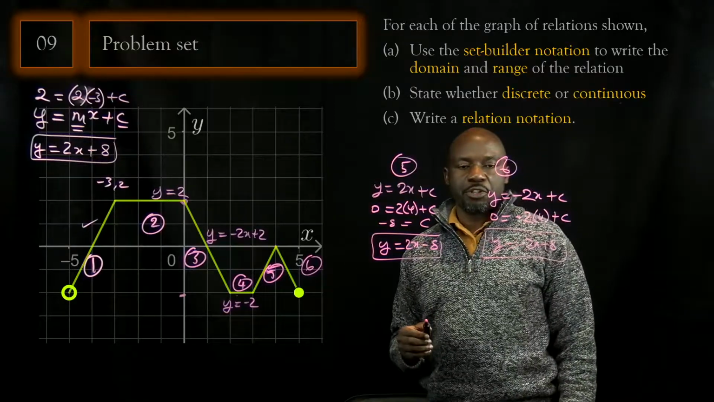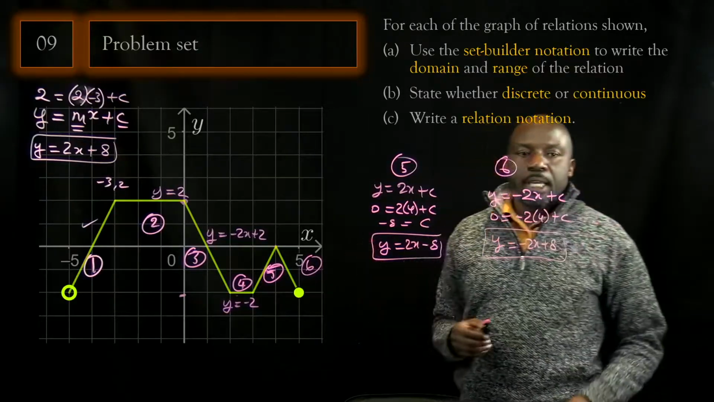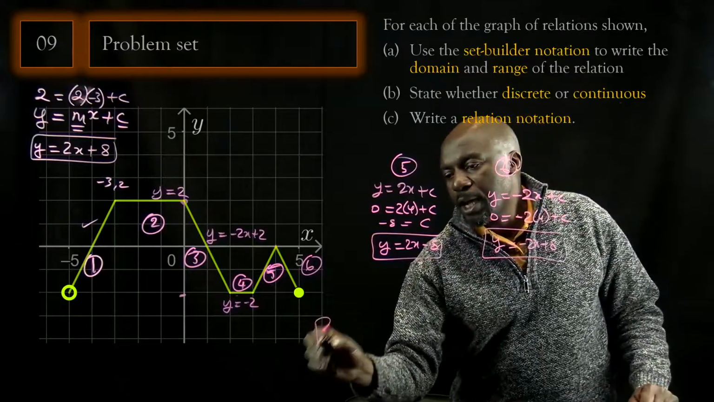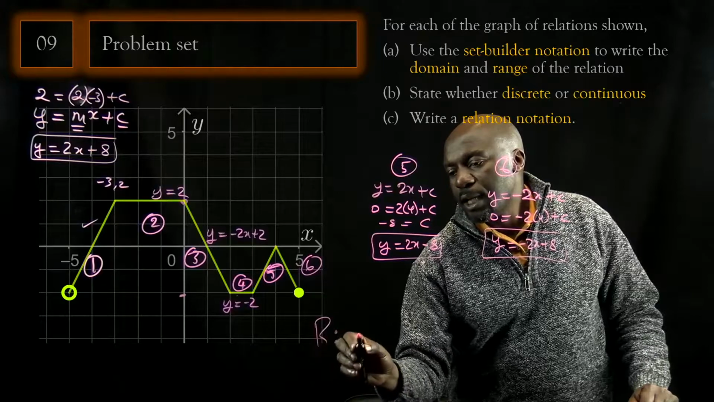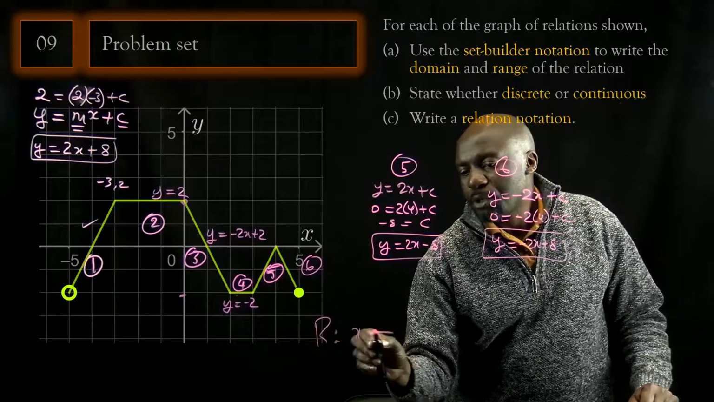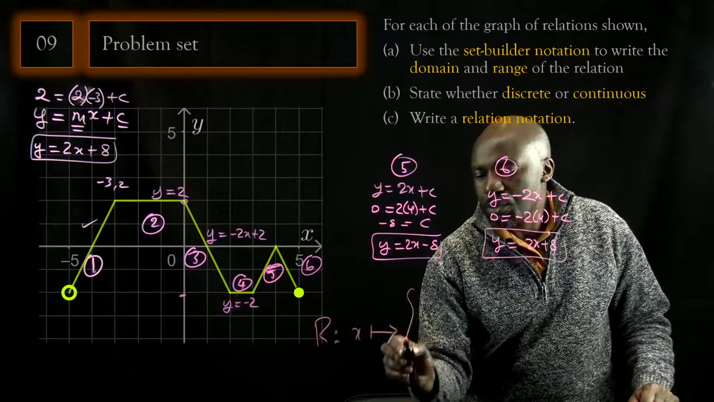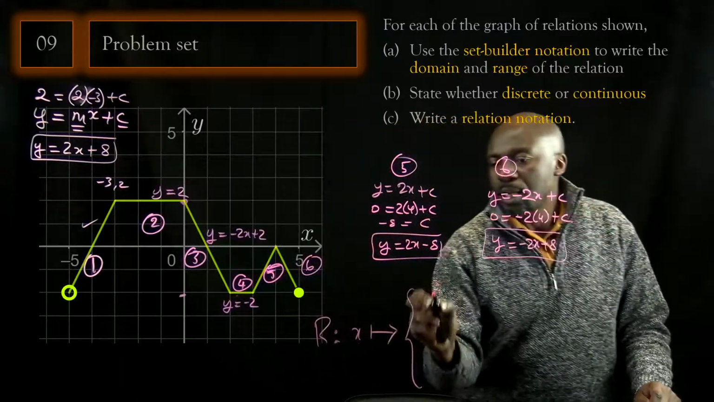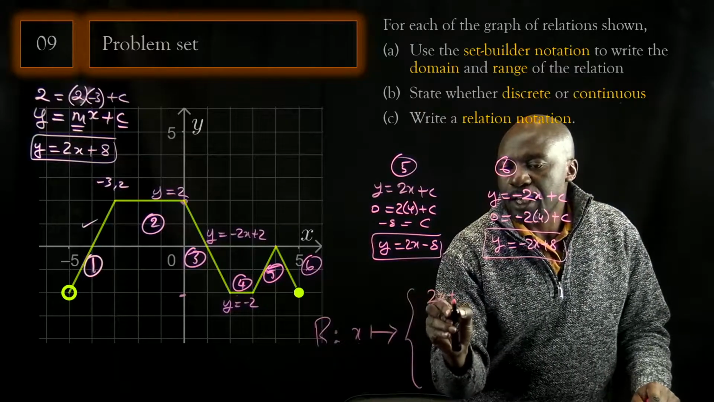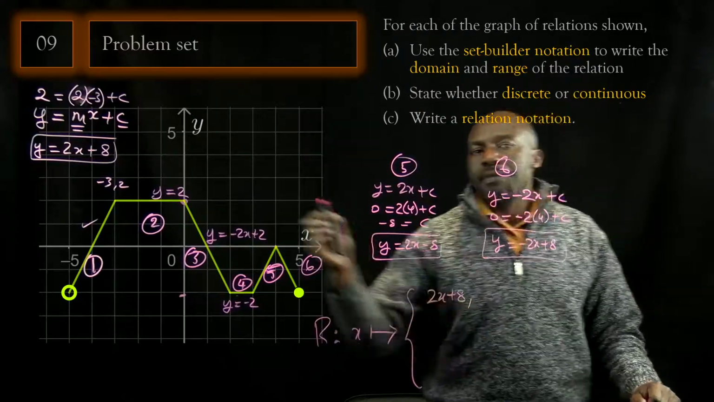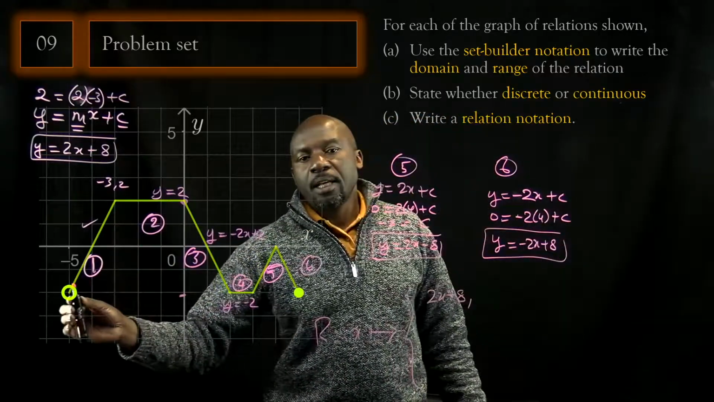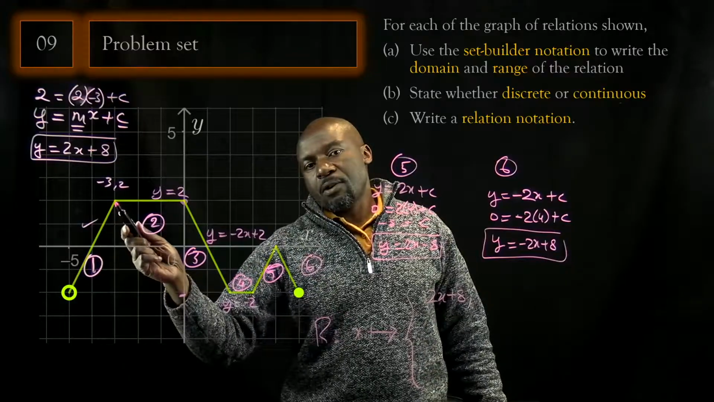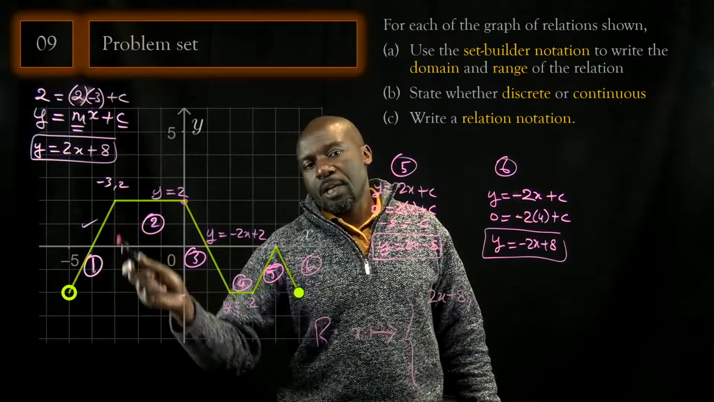We need those equations to be able to do this. So here then is the relation function for this. We write R is such that x maps into, and then we draw this like that. And we say the first one is 2x plus 8, comma, and this applies for values of x greater than negative 5 and less than or equal to negative 3.